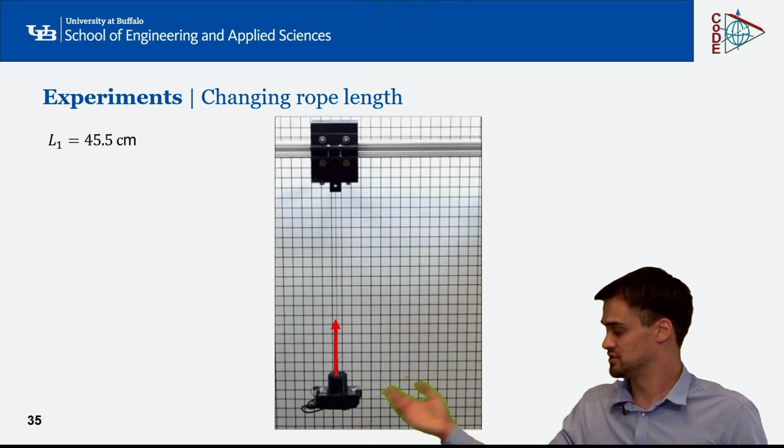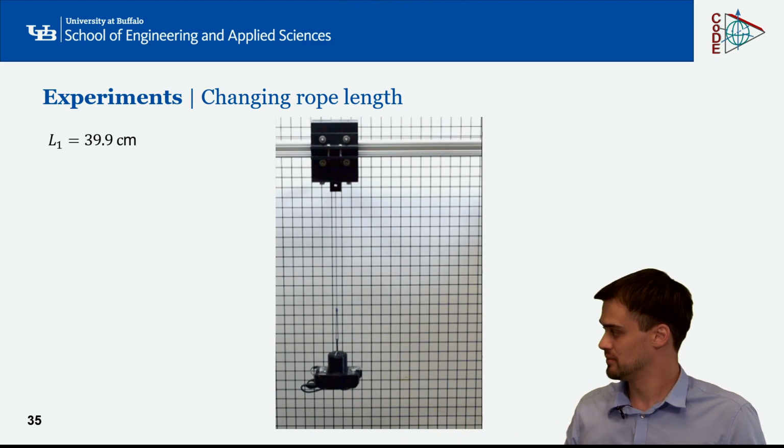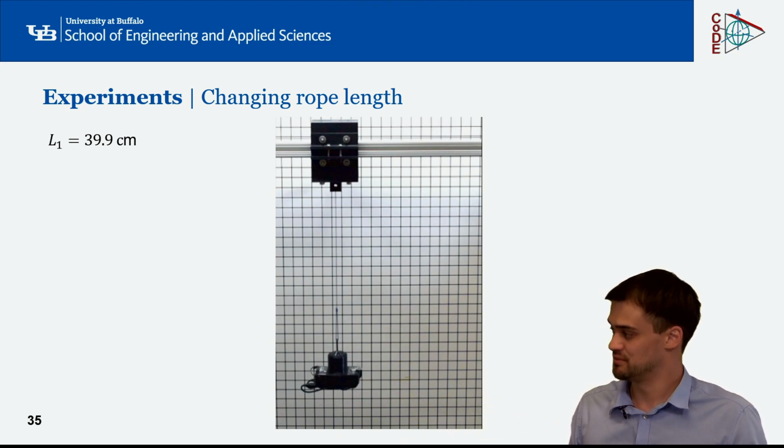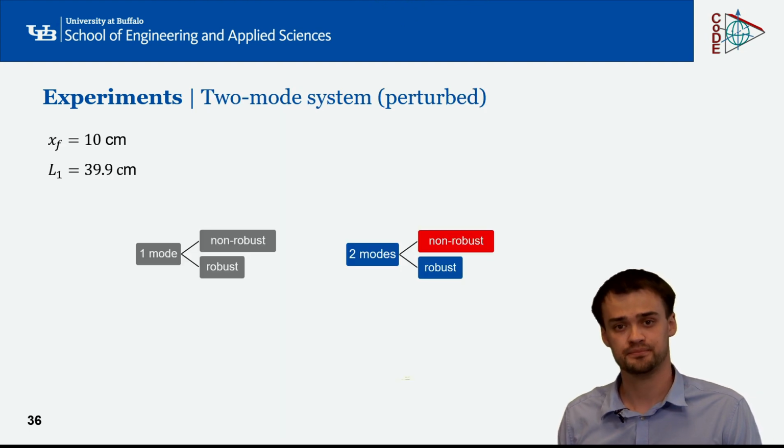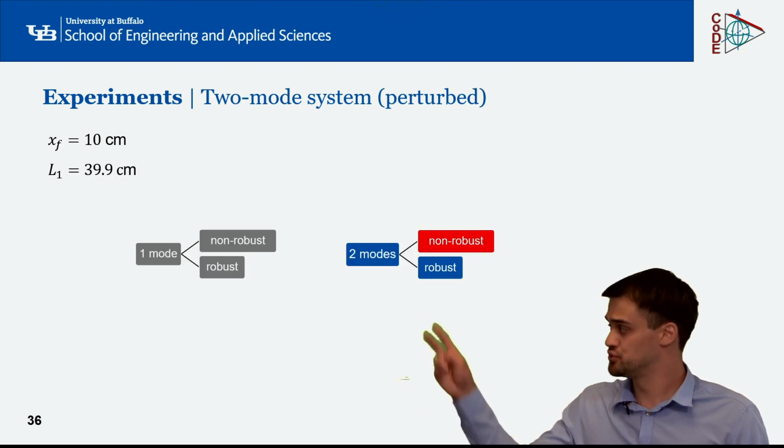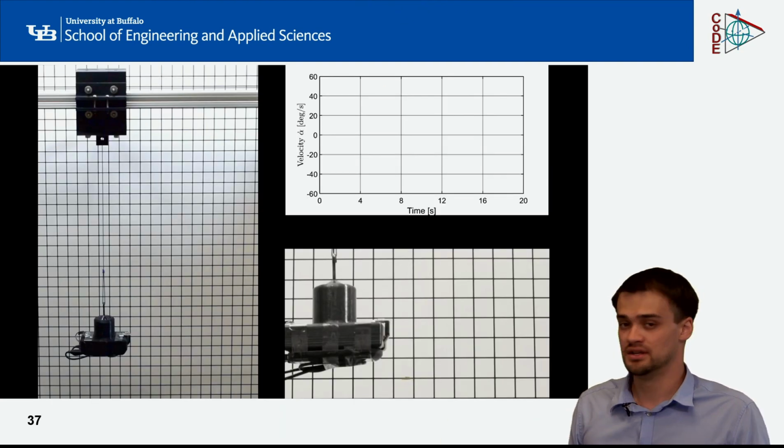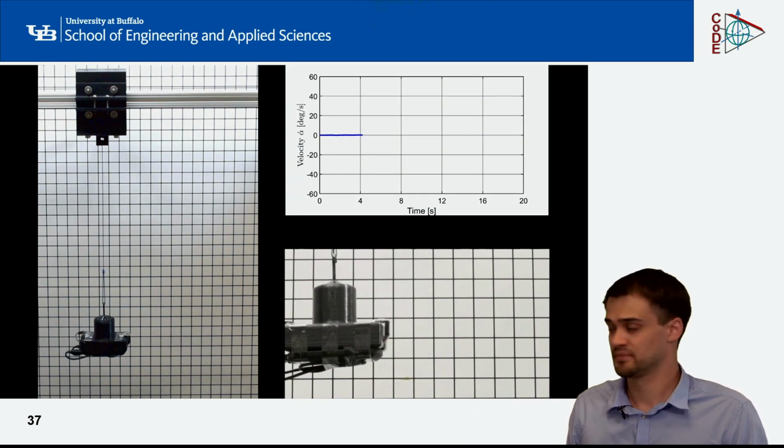From a front view, this looks as follows. We are just lifting up the payload by almost 6 centimeters. However, the controller doesn't know about this change. So now we can see how a non-robust and a robust controller perform compared to each other. So I'm going to start with a two-mode non-robust controller. And the video looks as follows.